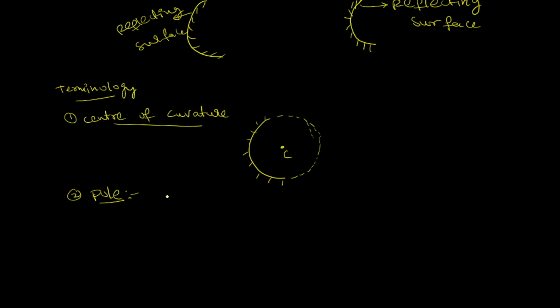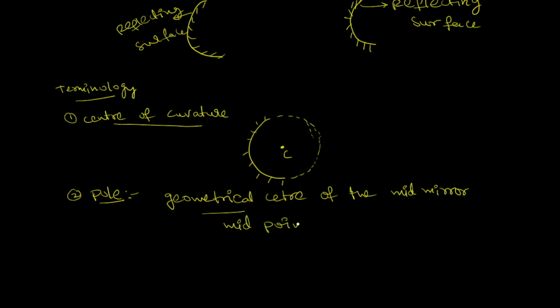And coming to the pole, the pole is the geometrical center of the mirror, or the midpoint of the mirror, which is denoted with P. For a concave mirror, this will be the geometrical center, which is denoted with P. This will be the pole of this concave mirror.